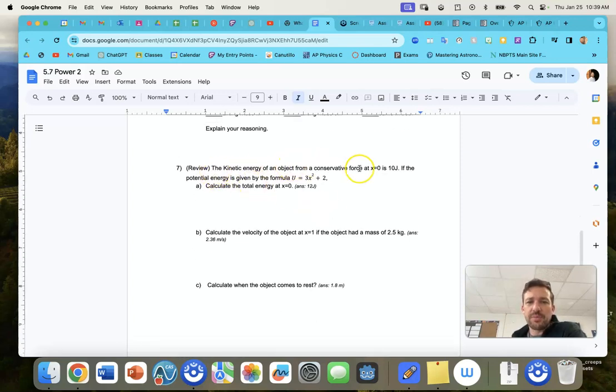The kinetic energy of an object from a conservative force at x equals 0 is 10 joules. If the potential energy is given by this formula, calculate the total energy at x equals 0. So you know that the kinetic energy at 0 is 10. So if you can figure out what the potential energy is at 0, you can put them together, right? And then you would know the total. Okay, and from that stuff, you should be able to figure out the rest.